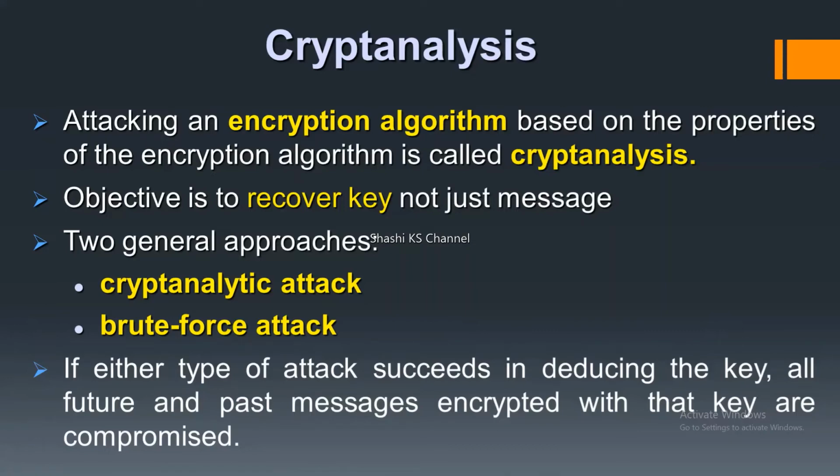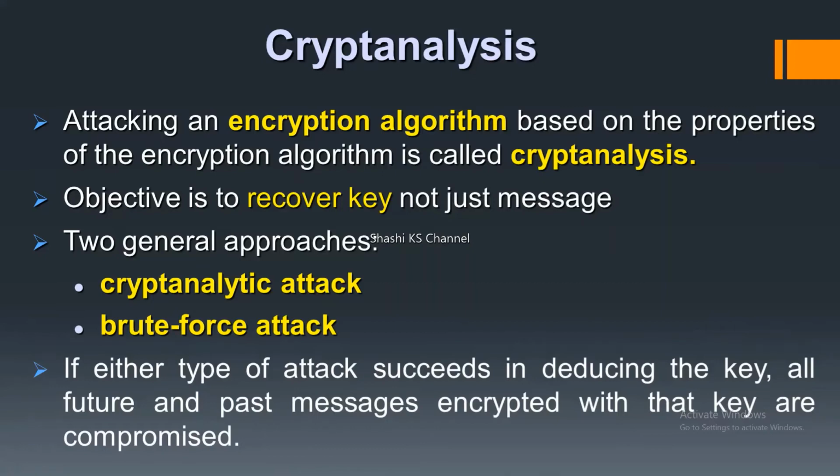Cryptanalytic attack basically relies on the nature of the algorithm plus some knowledge of the general characteristics of the plain text, or some sample plain text ciphertext pairs. Basically the cryptanalytic attacks will exploit the characteristics of the encryption algorithm to deduce a specific plain text or to deduce the key which is being used in the encryption process.